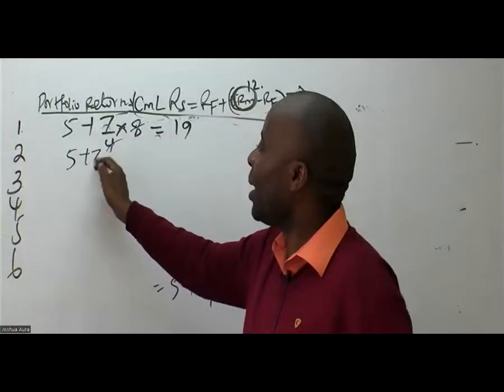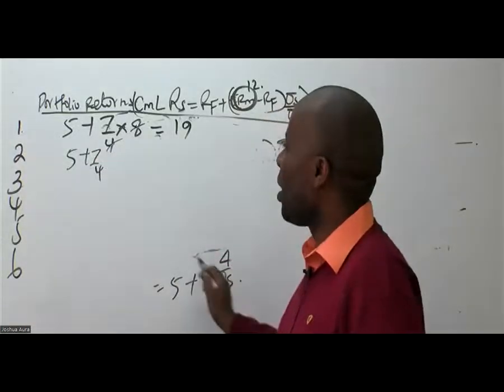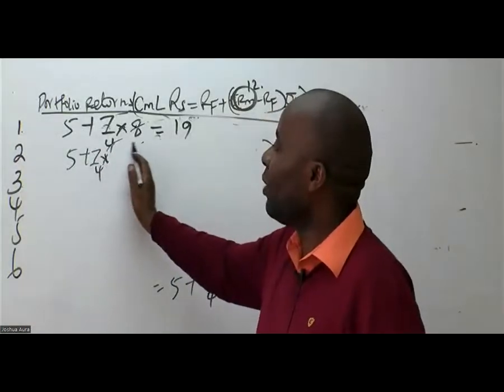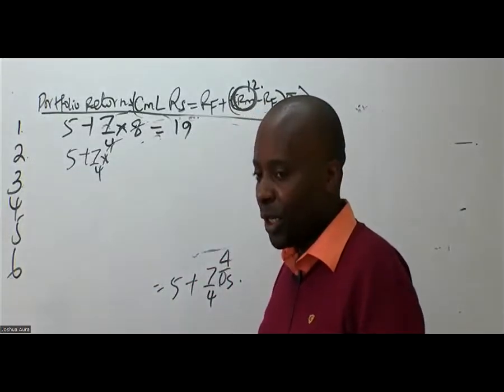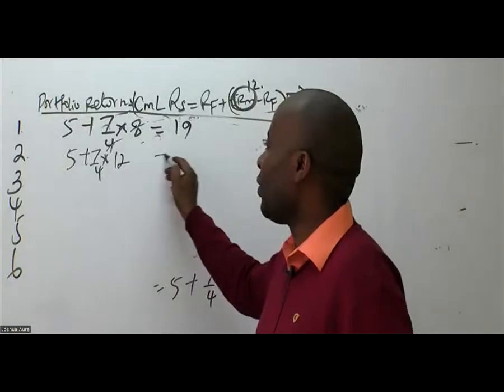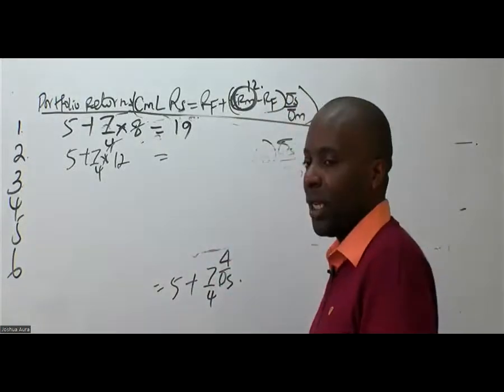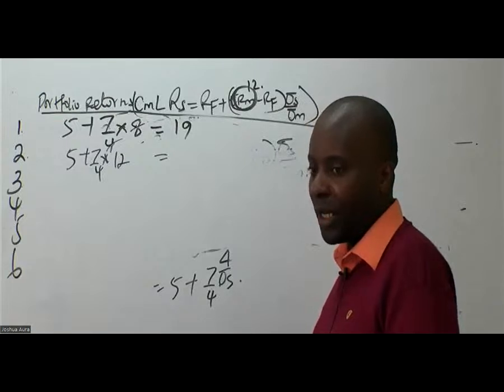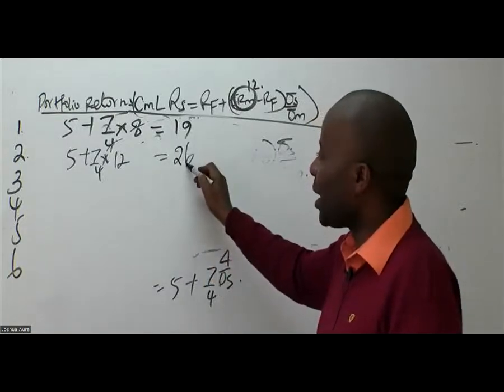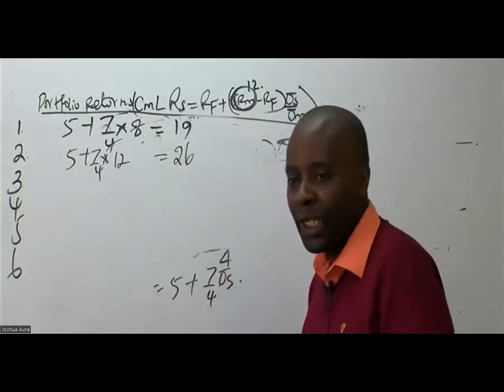Now that I have an equation, I'll come to 2. I'll talk of 5 plus 7 over 4. But are you able to see the standard deviation of portfolio 2? It is 12. So at the end of the day, what answer am I going to get for 2 here? All right. So we have 20 what here? 26.